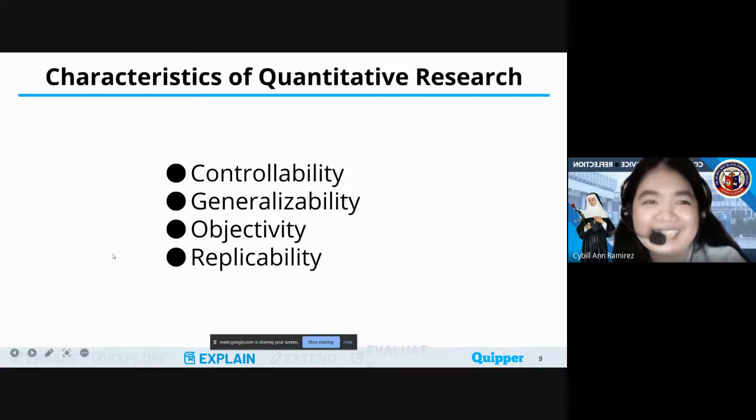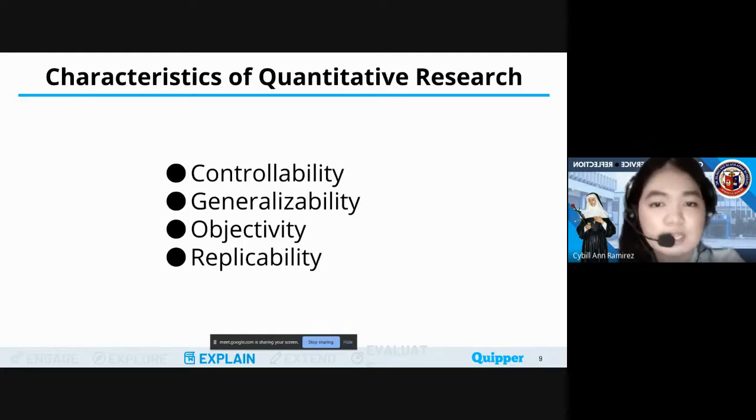So, let's now proceed to the characteristics of quantitative research. Please bear with me, this will just be quick. There are 4 characteristics of quantitative research. We have controllability, generalizability, objectivity, and replicability. In my original PowerPoint, there are actually 7 of these, but we're just going to narrow it down to 4. At the same time, we will find another date to compare qualitative and quantitative formally, so that you know the difference between the two.